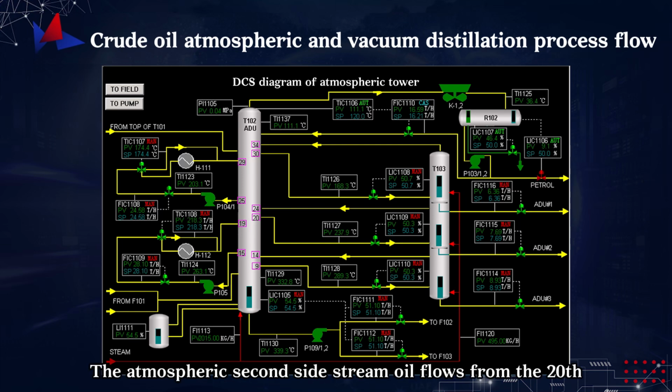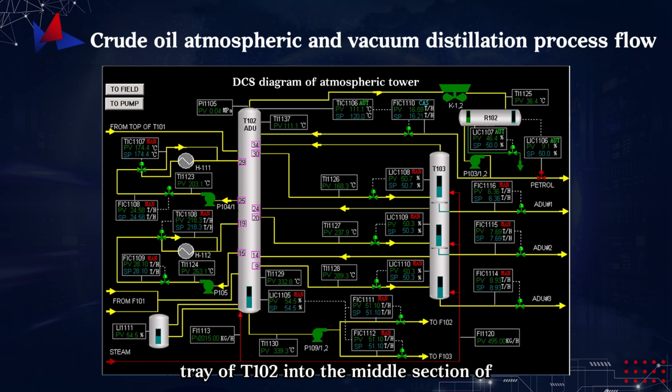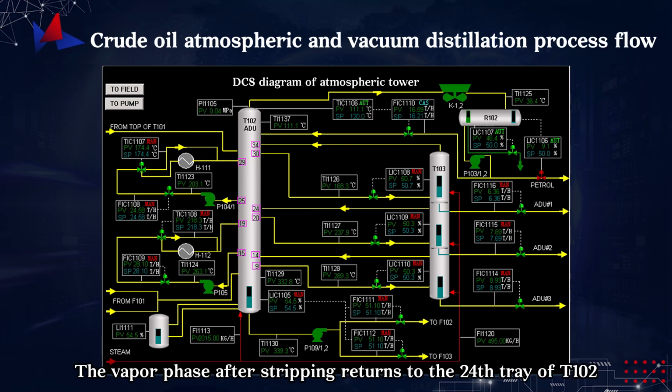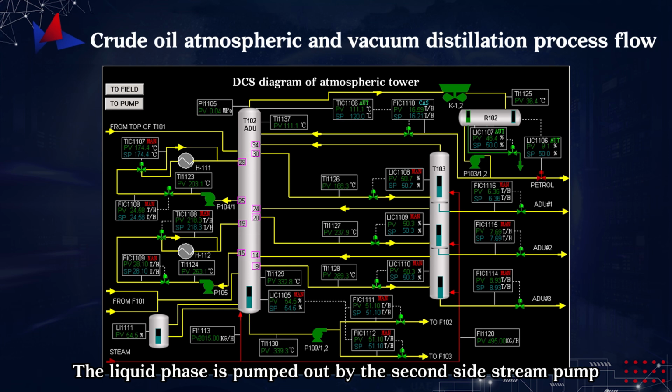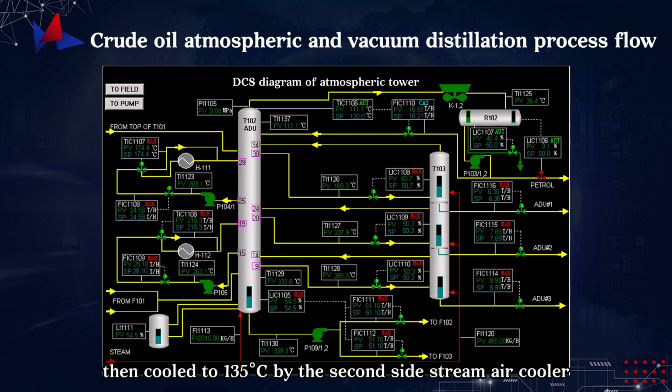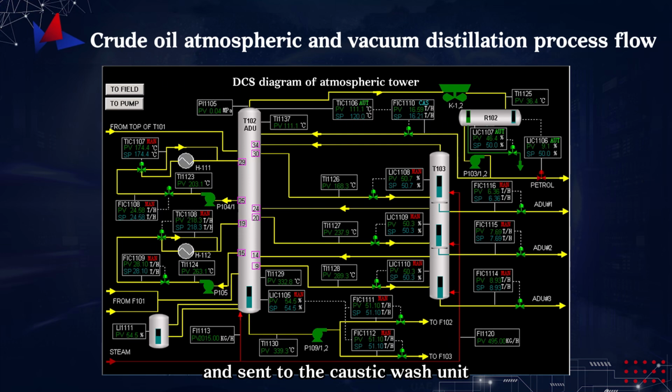The atmospheric second side stream oil flows from the 20th tray of T102 into the middle section of the second side stream stripper T103, where it is stripped with superheated steam. The vapor phase after stripping returns to the 24th tray of T102. The liquid phase is pumped out by the second side stream pump, exchanged, then cooled to 135 degrees Celsius by the second side stream air cooler, and sent to the caustic wash unit.